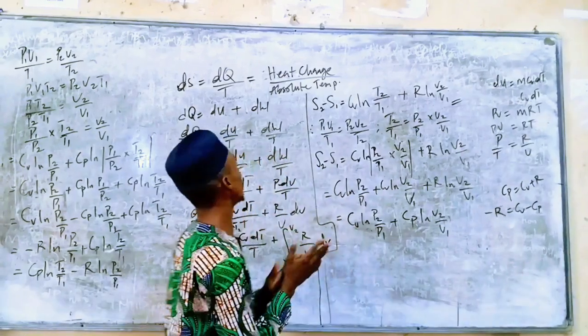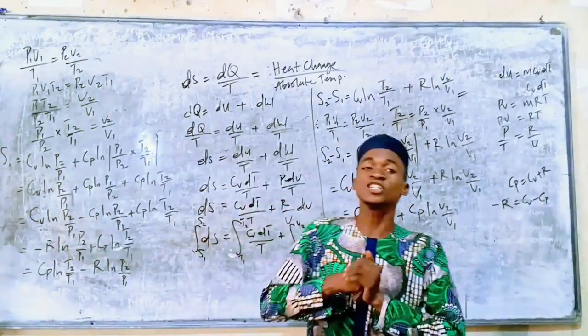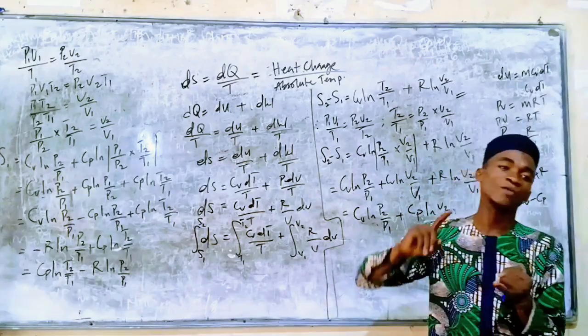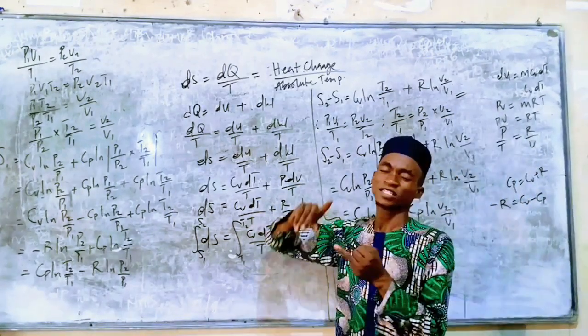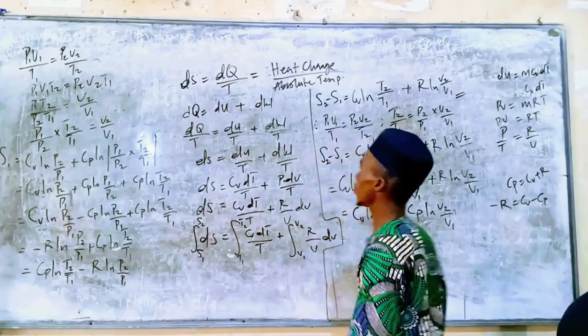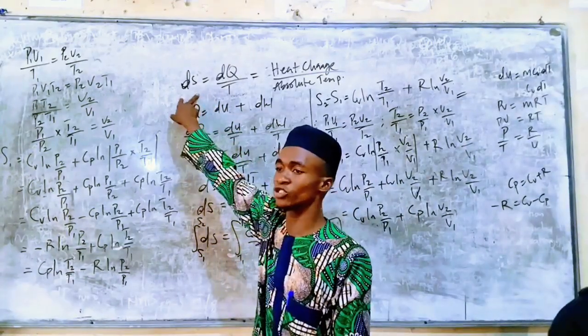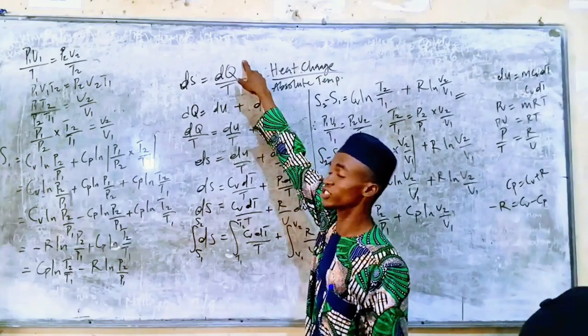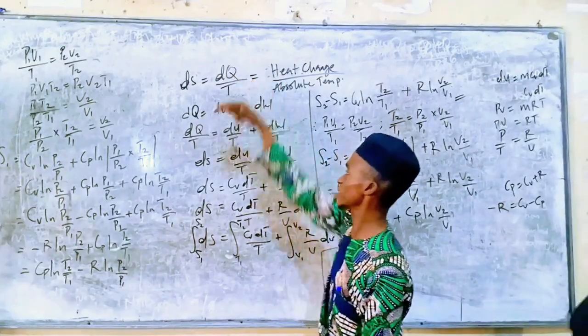We want to show the relationship between the change in the entropy with respect to temperature and pressure, temperature and volume, and pressure and volume. Now we say that the change in the entropy is equal to the change in the heat content all over temperature.